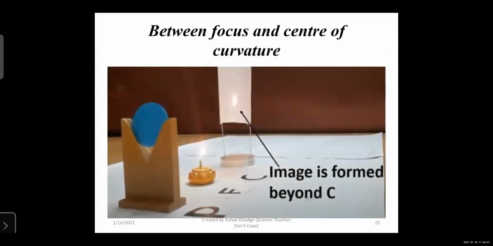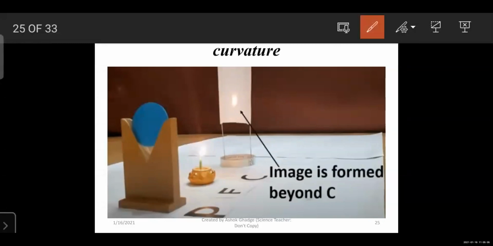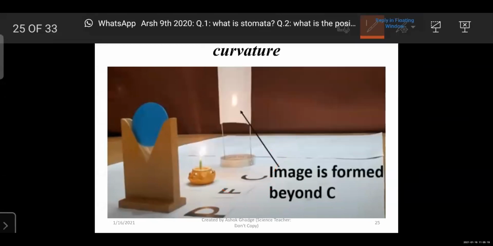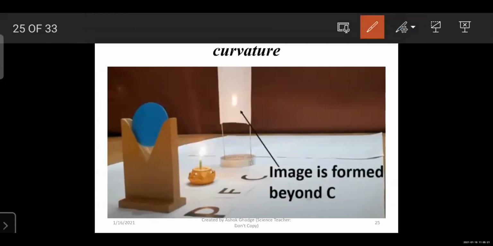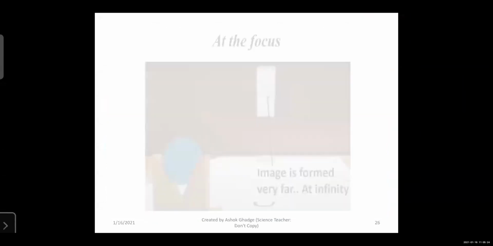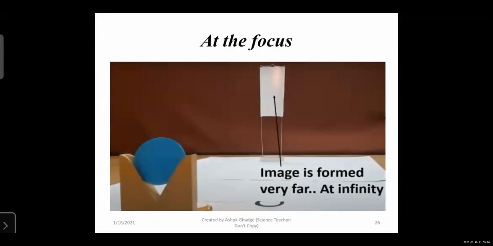In the next condition, if the object is between the focus and the center of curvature, then the image is formed beyond the center of curvature. Now it is exactly opposite to the previous conditions. If the object is at the focus, then the image will be at infinity.